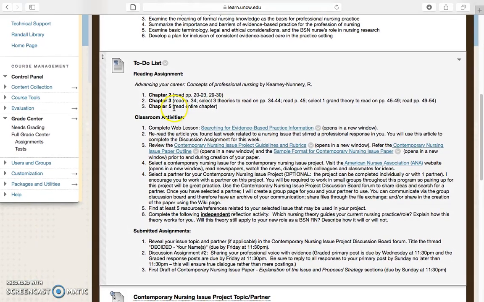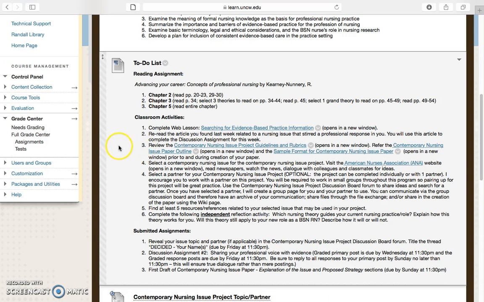Your to-do list today includes some reading assignments, also some classroom activities. Again, remember that these classroom activities are not due to be submitted for a grade. They're simply things that we ask that you do in order to prepare you for your assignment submissions and also your work in the future of the course.